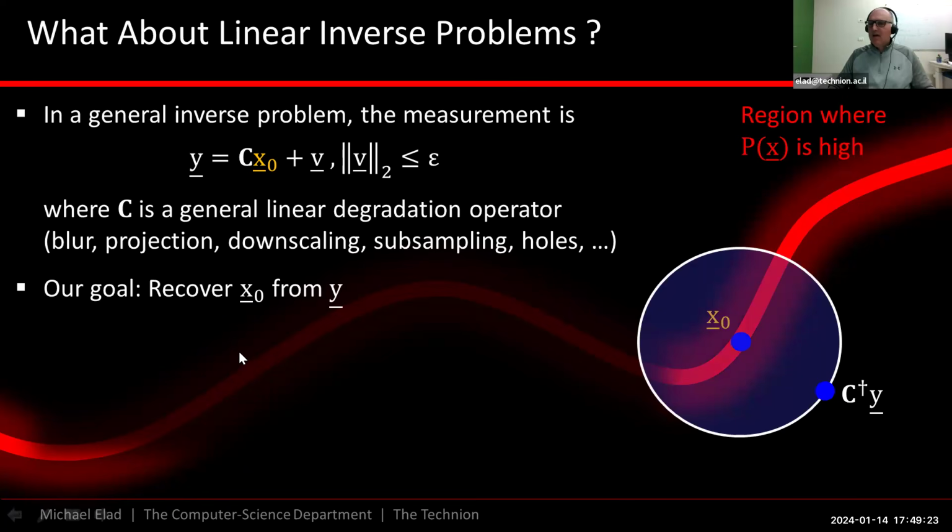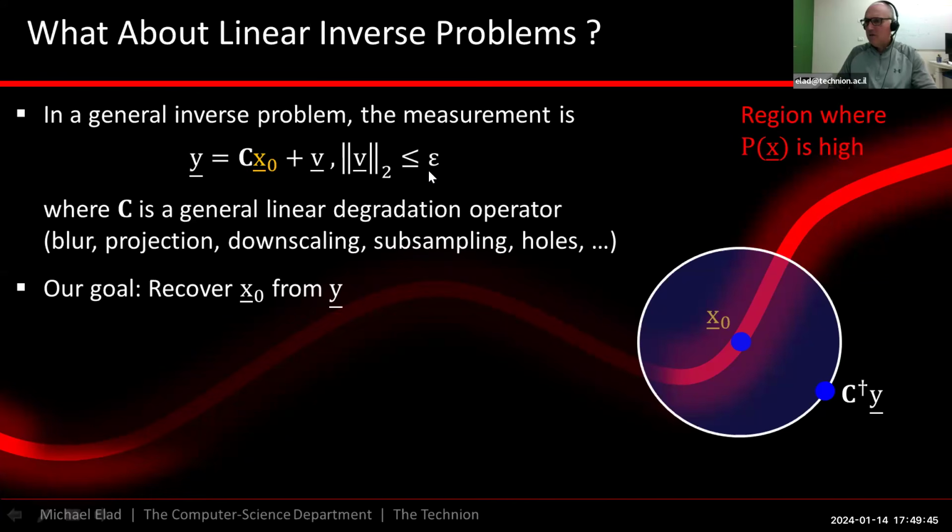Just as before, here is what happens. You have to understand y might be of a different dimension than x naught. For example, if this is super resolution problem, y is a smaller image, x naught is a bigger image. So they are not talking in the same language. So the first thing I'm doing is to apply C pseudo inverse on y in order to be in the same space. And here it is, a sphere of radius epsilon, okay?